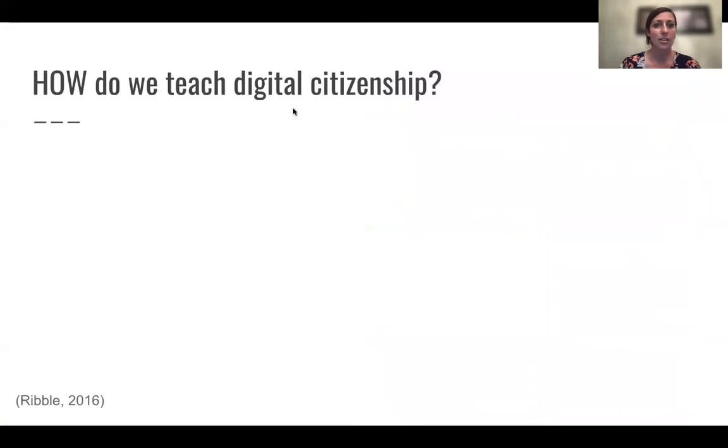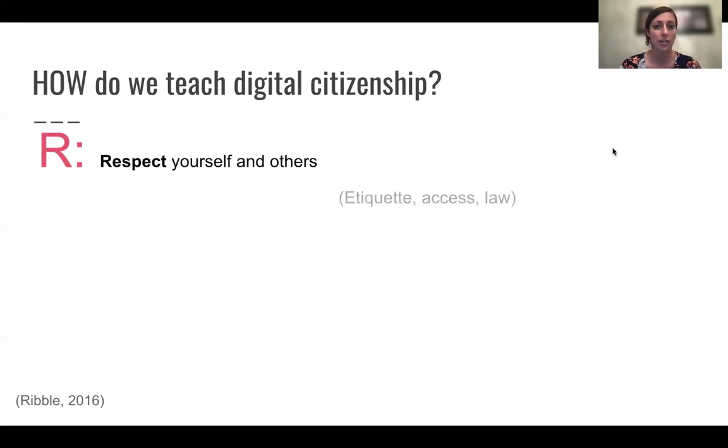As well, another resource to go to is from Ribble, and it's his REAP approach. And I really liked this as an umbrella, and it made me think of that saying, you reap what you sow, right? So if we attend to this REAP, then we will sow positive results is the goal. So the R is respect for yourself and others, which attends to etiquette, access, and the law.